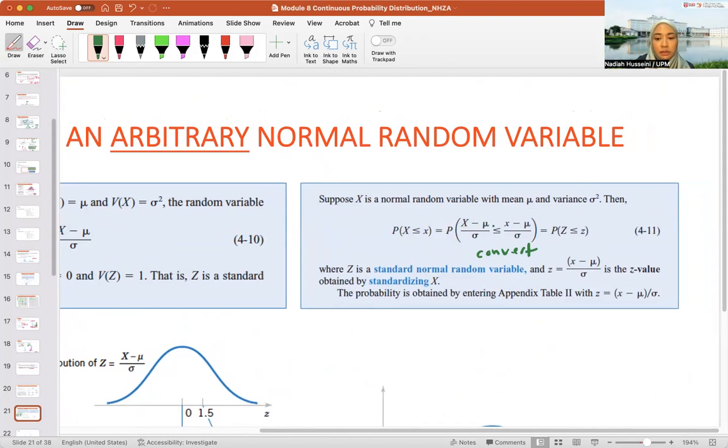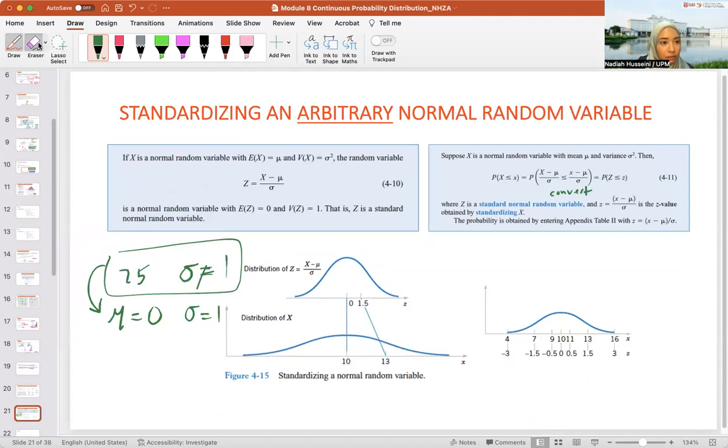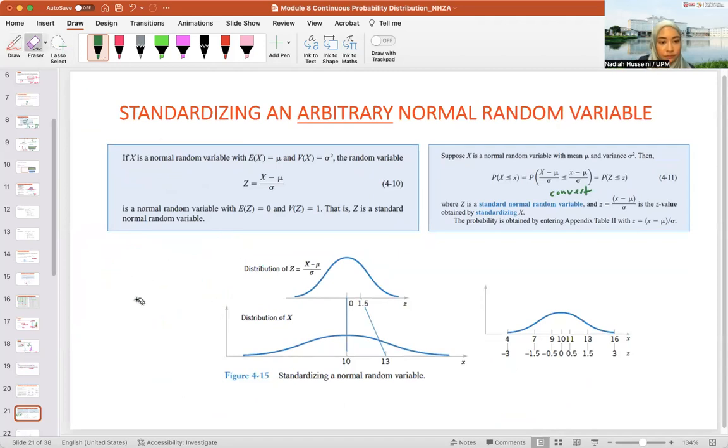We're going to talk about this one in a bit in the examples, where Z is a standard normal random variable, and Z is given by X minus mu over the standard deviation, which is the Z value obtained by standardizing X. Okay, so let's look at this figure first. This is our standard normal distribution, and this is our arbitrary normal distribution. The mean is zero. And we're trying to find what 13 becomes when we translate it to Z.